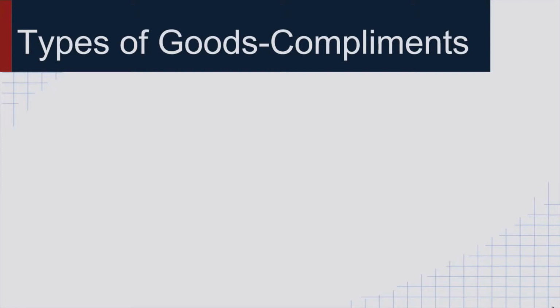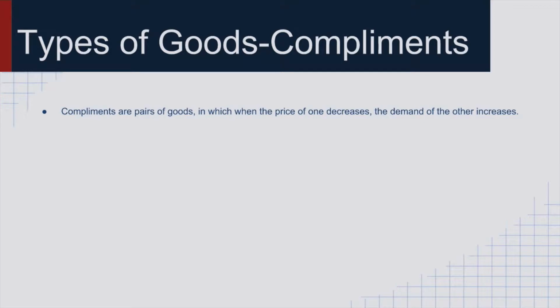So this slide will be dealing with complementary goods. Complements are pairs of goods in which when the price of one decreases, demand of the other increases. So when the price of one product decreases, demand for that product tends to increase. And for a complementary product, the demand for that product will also increase.